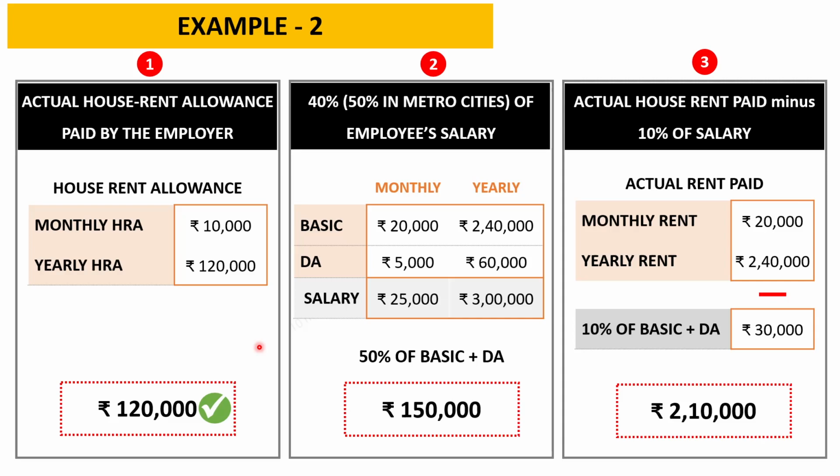So now you would have understood, people with the same salary structure, who have the same HRA allowance paid as part of their salary and live in the same city, have different HRA exemption because of the actual house rent that they are paying. I hope this video is useful for you.